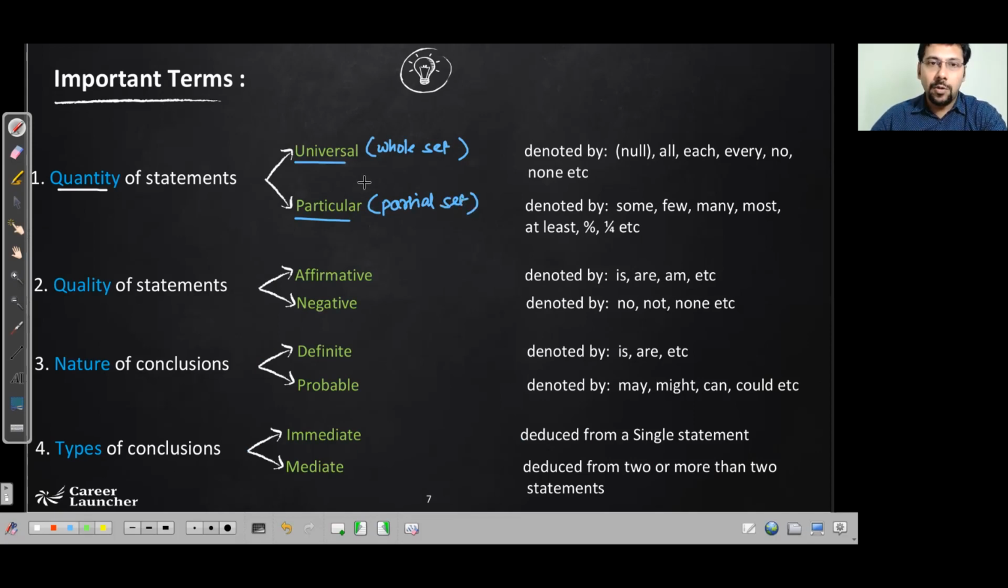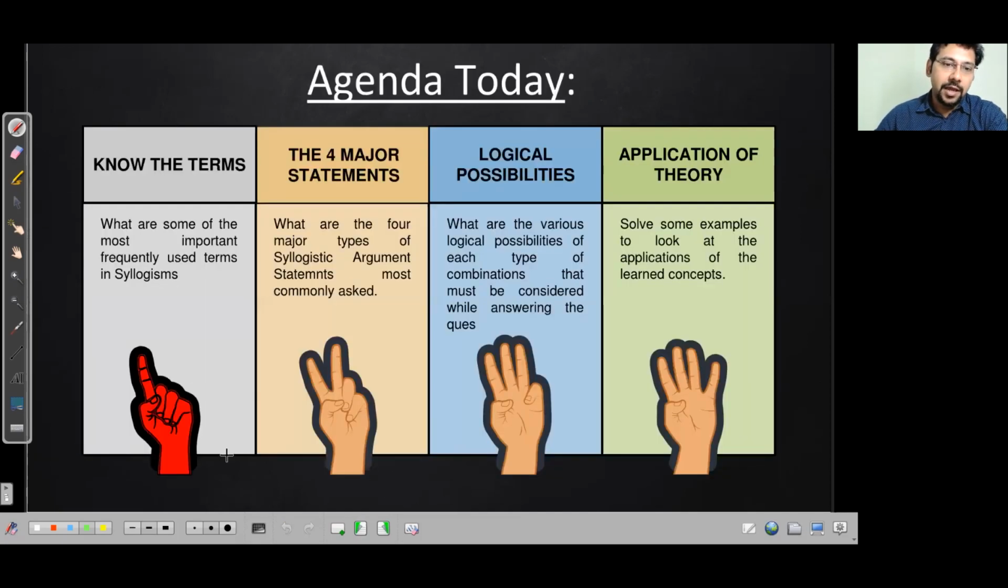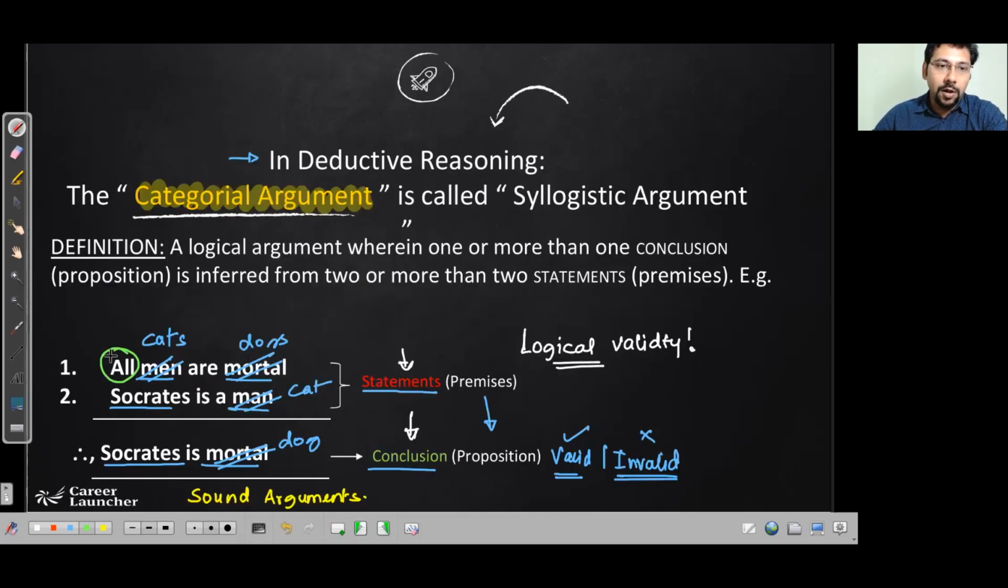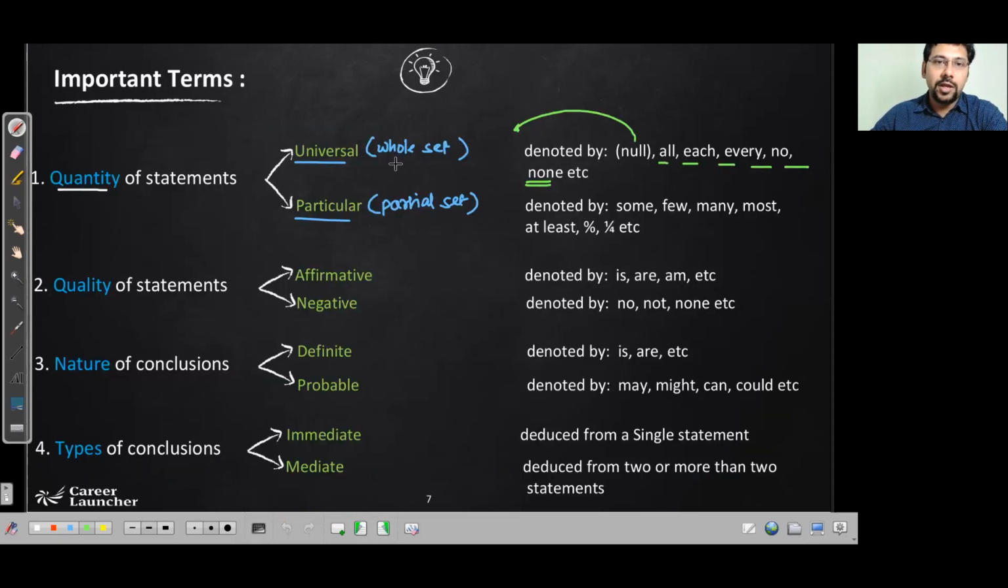And that is what we are going to understand by the quantities that they give. For example, how are we going to understand whether this is a universal set or a particular set? It's very simple. If you see any of these quantities in your variable or before any variable, this is representative of a whole set. For example, if you see here, all men are mortal or all cats are dogs, I understand that this statement is talking about a whole set and therefore it is a universal.